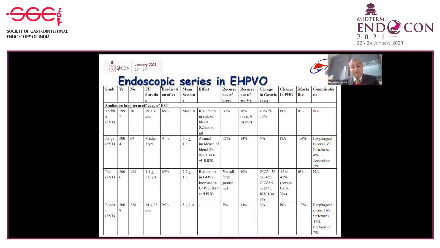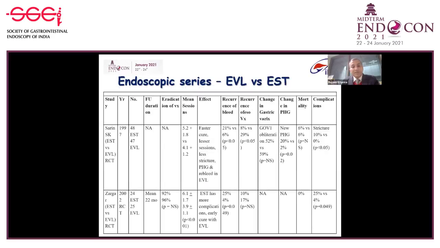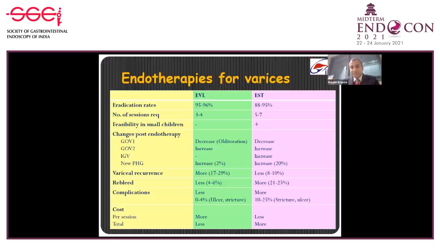shown to be 88 to 95% with endoscopic sclerotherapy, but the recurrence rates are up to 26%. So there are two randomized control trials, older series, but they are well curated, and this is the summary of these two randomized control trials, where they have shown that EBL has a better eradication rate, but there are more chances of new gastroesophageal varices and recurrence of varices.